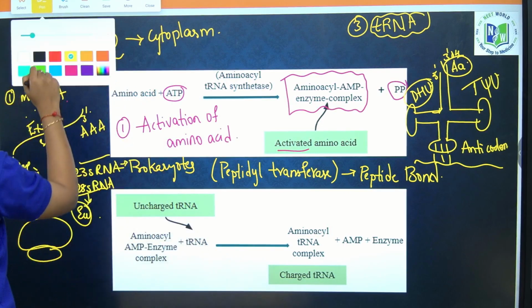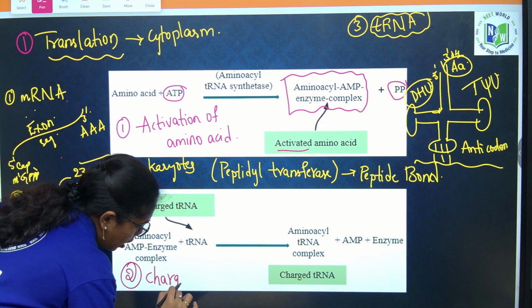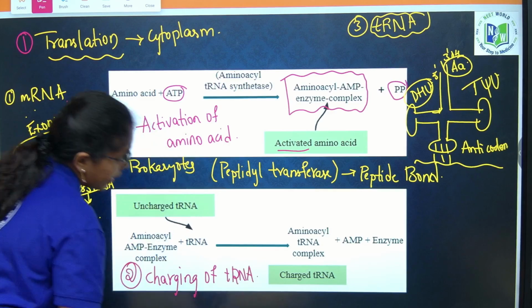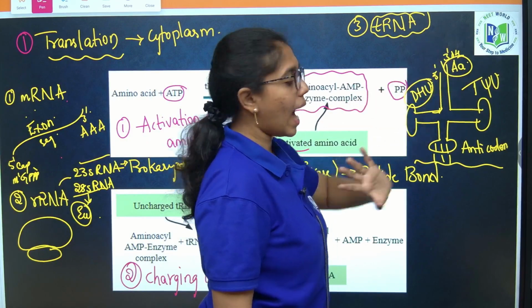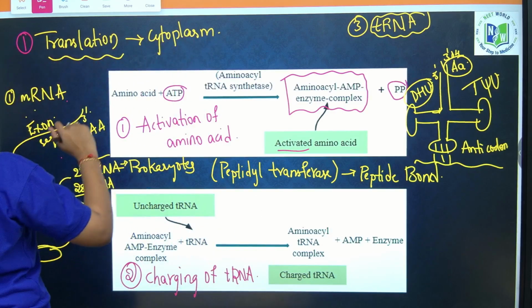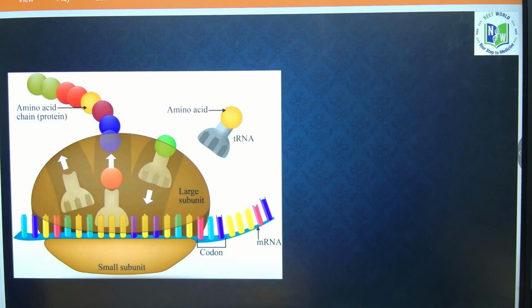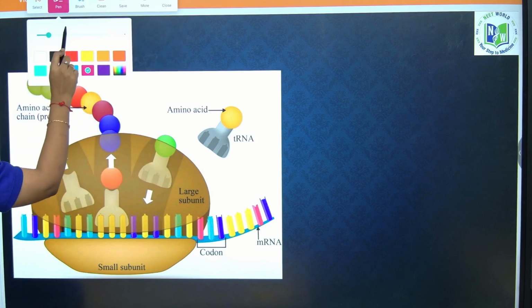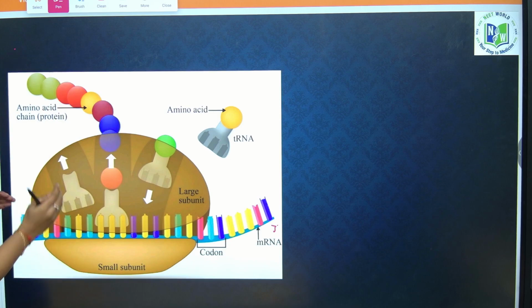The second step is what? Charging of tRNA, wherein at the 3' end the charged amino acid is added. Now this charged tRNA will come and bind to the beginning region, the initiator codon, of the mRNA. If you look here clearly, this is the 5' end and this is the 3' end. Here also initiation, elongation and termination, three steps, will be there.